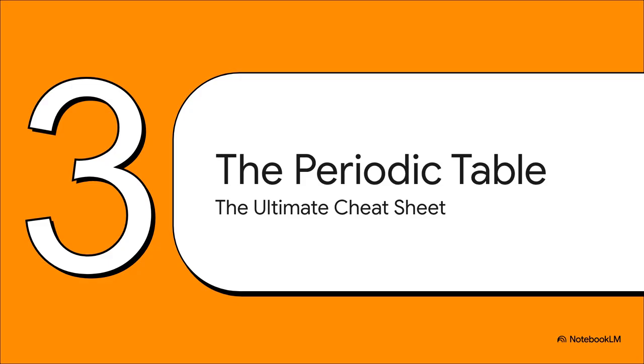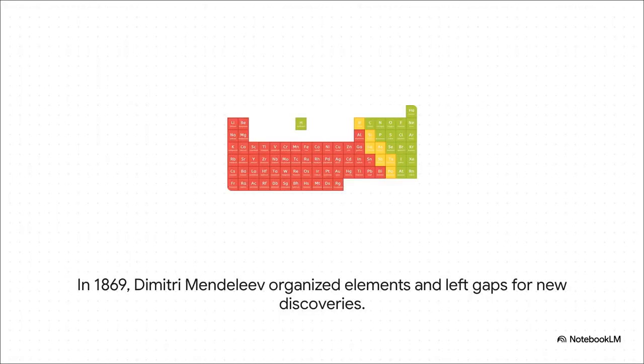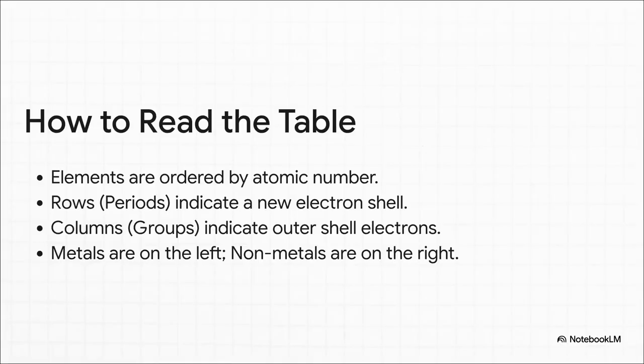Okay, so we've got the single atom down. Now let's zoom out and look at how we organize all these different types of atoms. This brings us to probably the most important chart in all of science. This is the periodic table, and you have to admire the pure genius of Dmitry Mendeleev, who created it back in 1869. He didn't just organize the elements they already knew about. Get this, he left blank spaces for elements that hadn't even been discovered yet, and he predicted what they'd be like. And you know what? He was right. Mind-blowing.